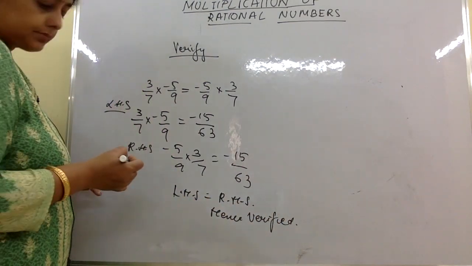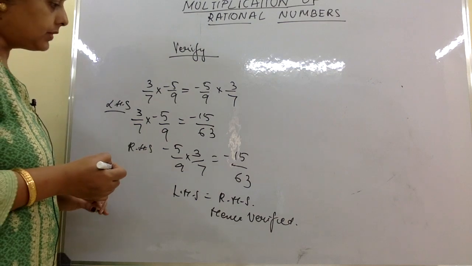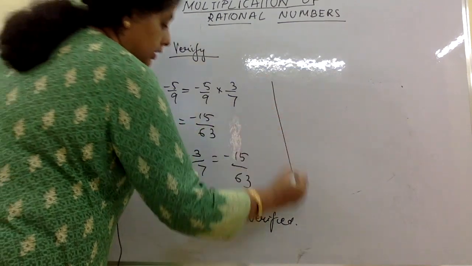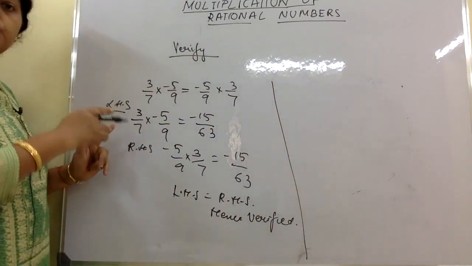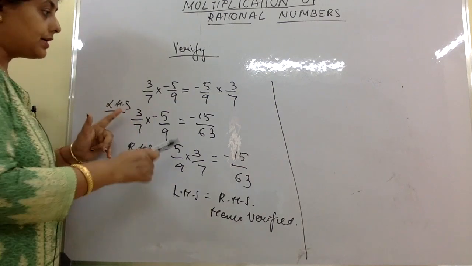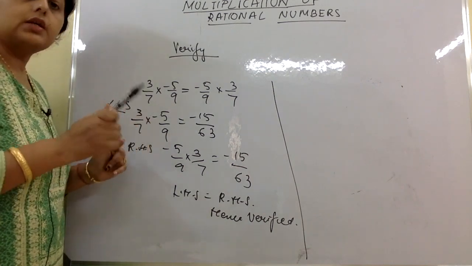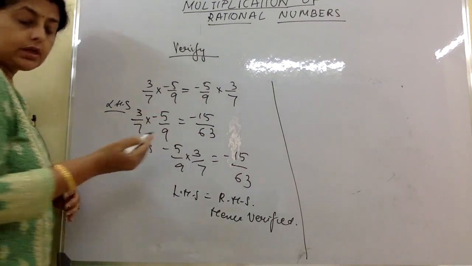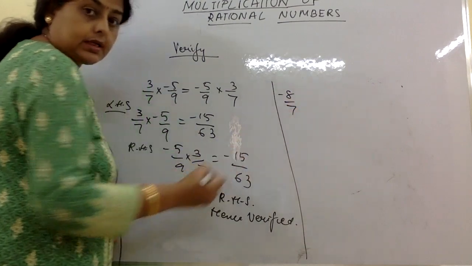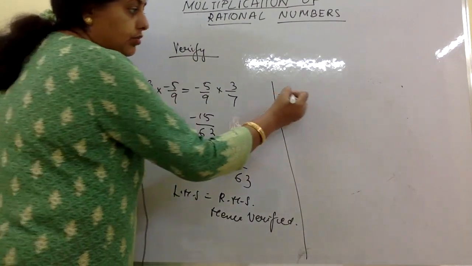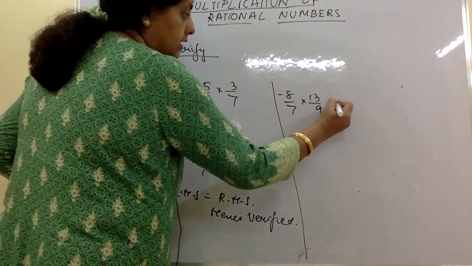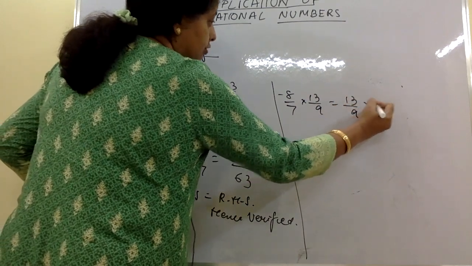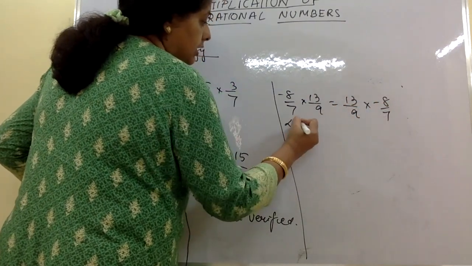Which law are they trying to show in this? They are trying to verify the commutative law, A into B is B into A. Next: minus 8 by 7 into 13 by 9 is 13 by 9 into minus 8 by 7, or not.